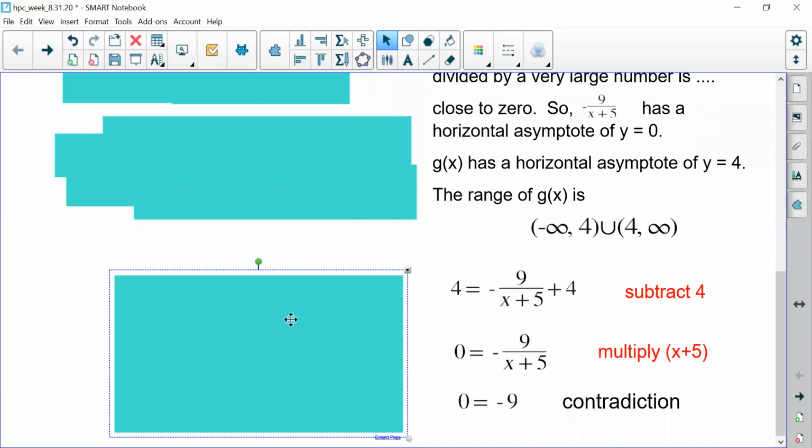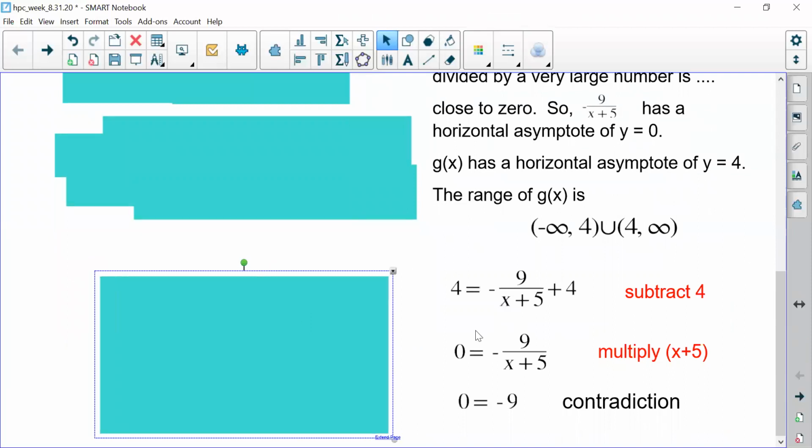And here's the algebra behind it, which is going to be convincing to some. This on the right of the equation is g of x, remember? And I want g of x to equal 4. Let's just try to force it. Let's just say, what would happen if I set this equal to 4? You get a contradiction is what happens.